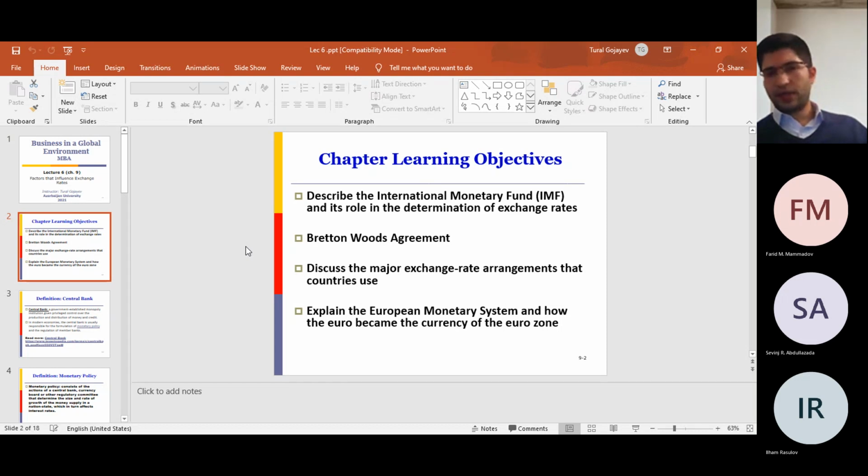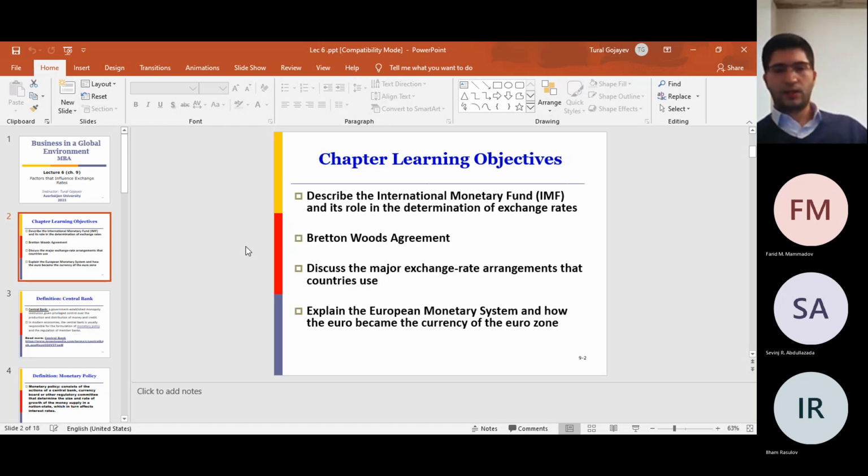And then the Bretton Woods Agreement. This is one of the most important agreements in history, made right after World War II. Almost all of the economic organizations were created after World War II, based on the Bretton Woods Agreement in the United States. We will talk about it.